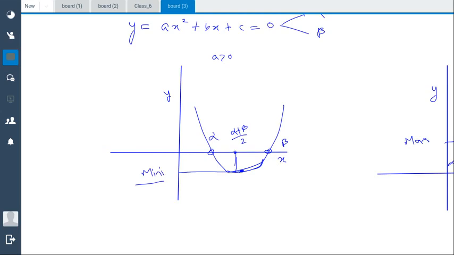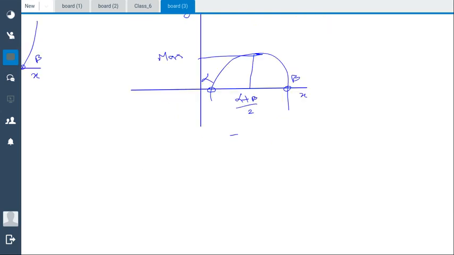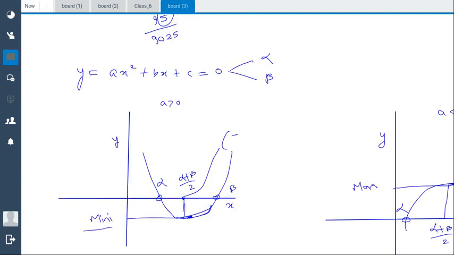What is alpha plus beta? I just told you. Negative B over A. Exactly. Very good. So the midpoint is minus B by 2A. Agreed, my dear friends? And that's the reason at x equal to minus B by 2A, at this coordinate, you get the maximum value or minimum value.